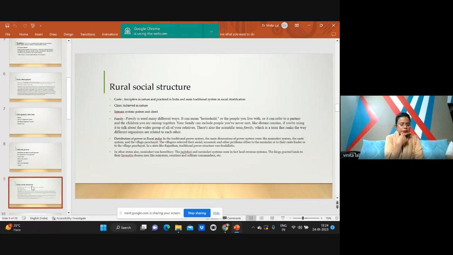Sociologist Harold Gould says caste is a monopolistic guild. The occupation on which a caste has monopoly may be very simple. It may not involve any elaborate technology and skill. This is caste. And class is achieved in nature. You can achieve it, that is class. So class is also a backbone of our rural structure.